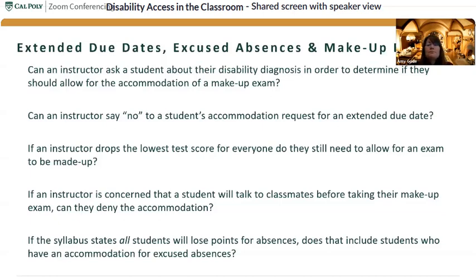disconcerting for others. Can an instructor say no to a student's accommodation request for an extended due date? It's possible that you may be right in denying it, but you don't want to say it directly to the student. You would just say something to the effect of, you know what, I'm going to reach out to your access specialist and review the situation, and we'll bring you in on that discussion. I just want to reach out to the DRC and get some more information about your accommodations. Okay?